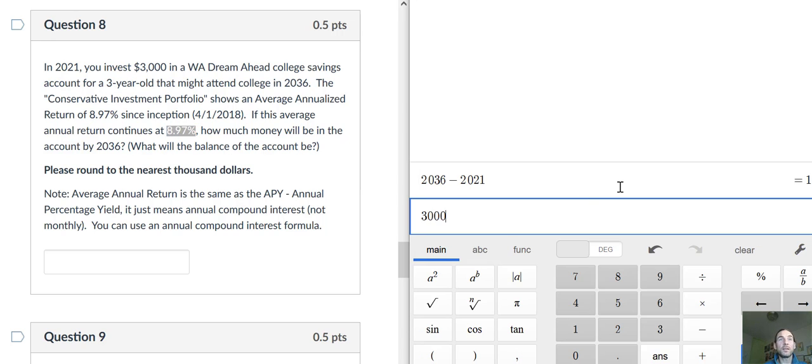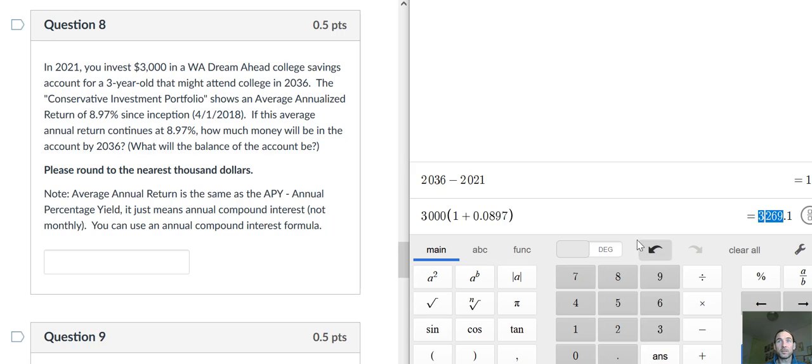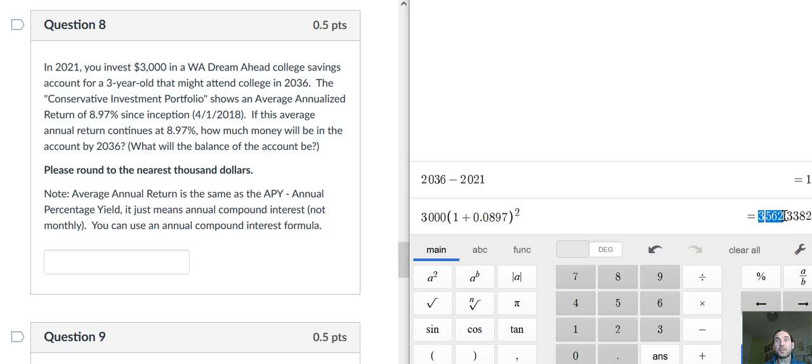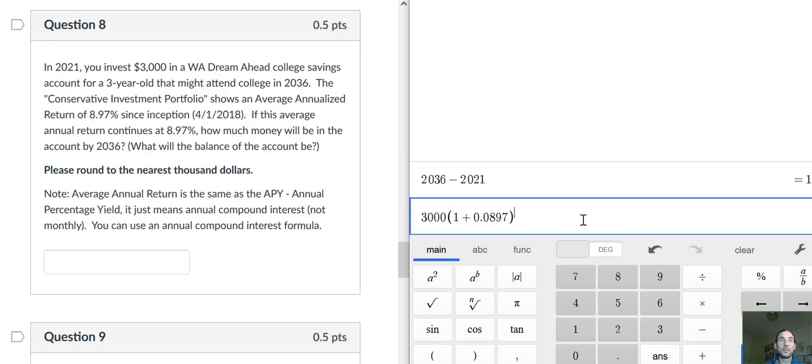So we invest $3,000 in 2021 and we multiply that by 1 plus, and then we turn this percent into a decimal. As a decimal, that is 0.0897. And so this is what would be in the account after 1 year, $3,269. Okay. And then after 2 years, as you know, with the compound interest formula, that would be to the power of 2. And we'd have 3,562 after 2 years, and so on. And after 3 years, we'd have 3,882, and so on, right?